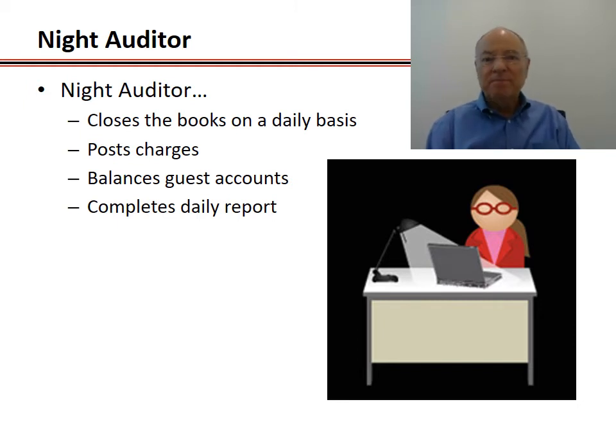The night auditor, I mentioned this a little bit before. Interesting position. In the old days, everything was done by hand, so you had to have someone come in at night under the green eye shade, as you see in this picture here, and they're checking every little item that comes in. Well, today it's all automated, but they basically close the books on a daily basis.